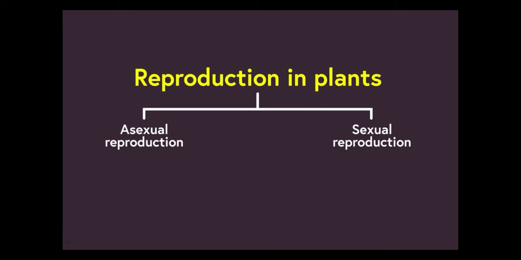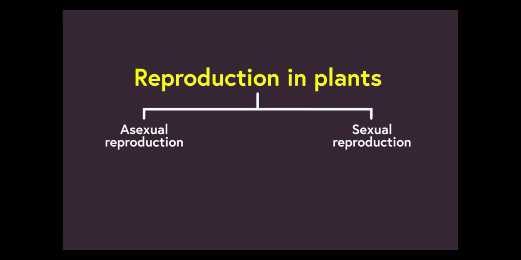Today we will start the new chapter, Reproduction in Plants. All living organisms have a lifespan, after which they die. However, all living organisms are able to produce more of their own kind. Similarly, plants also reproduce their own kind.